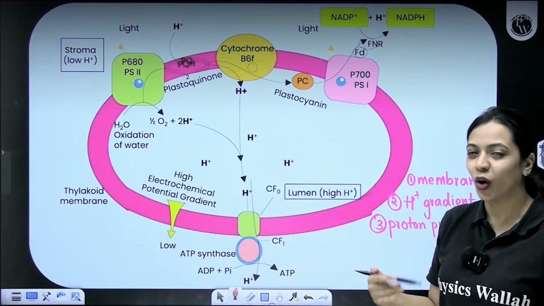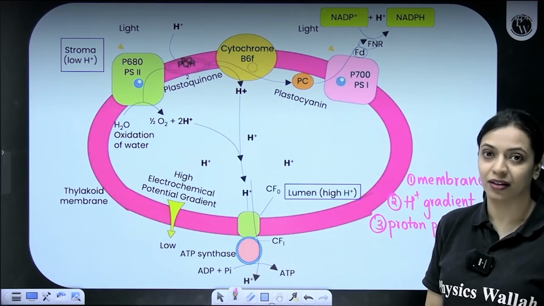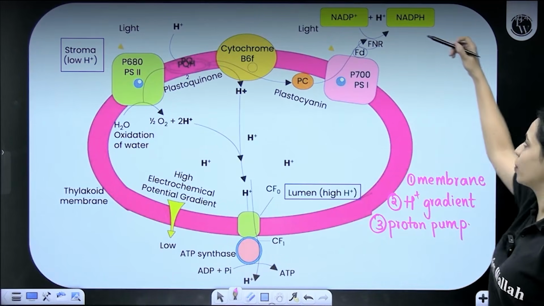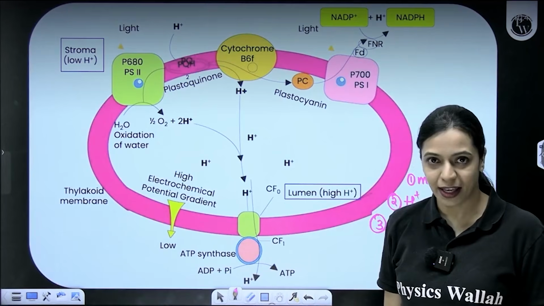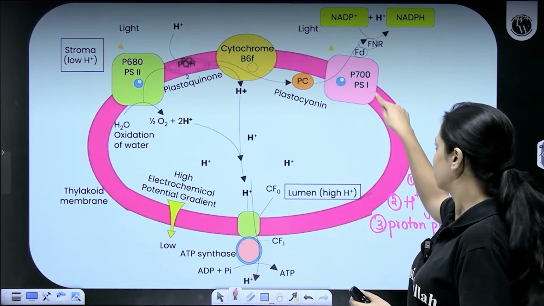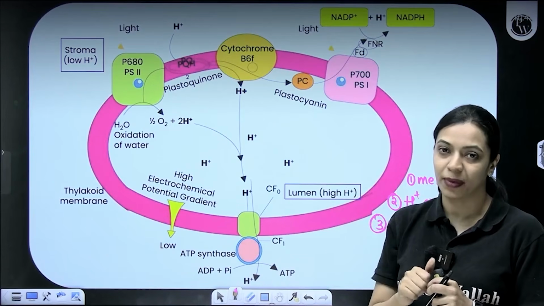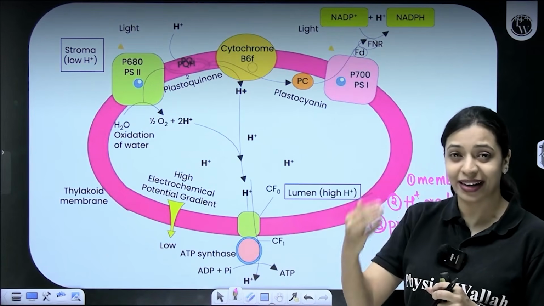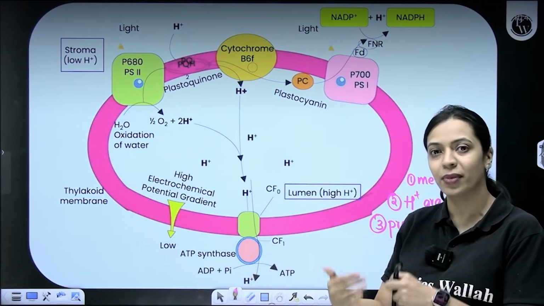And finally, already the stroma has fewer protons compared to the lumen. But the stroma is where NADPH is forming. For NADPH to form, NADP plus gets electrons from FNR. But where does it get protons from? It will pick up protons from the stroma. Already fewer protons there, but it is picking up even more protons from the stroma to form NADPH.